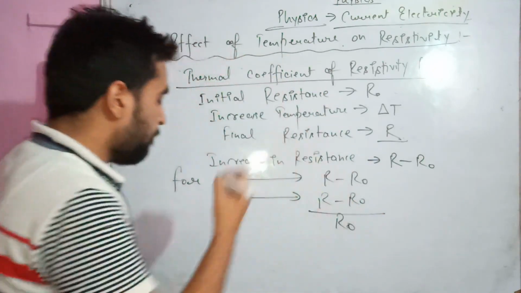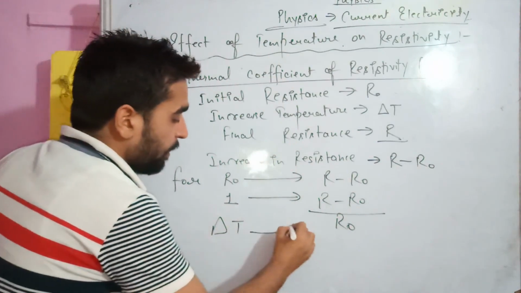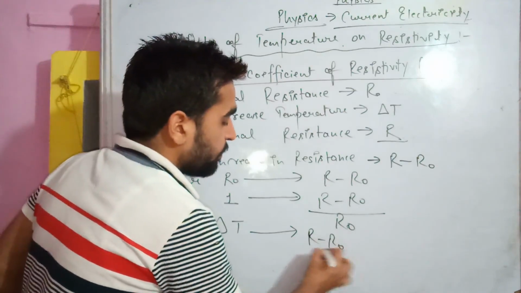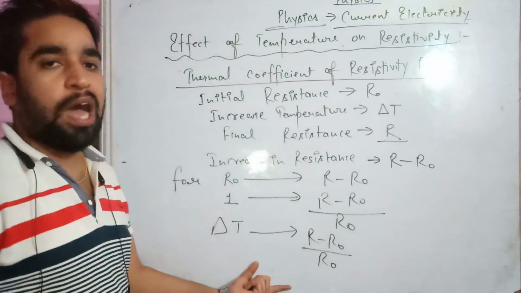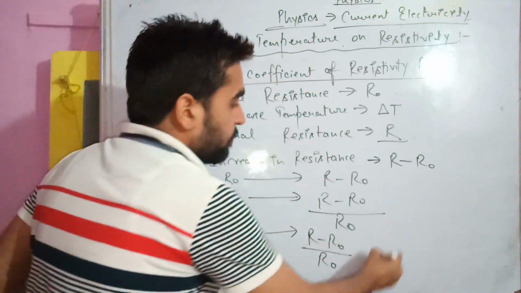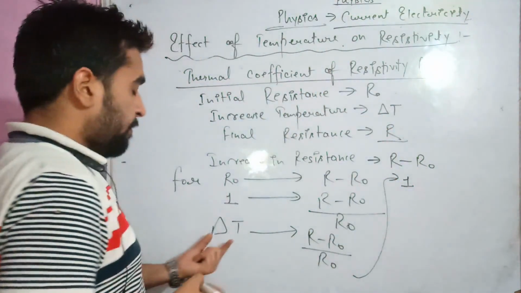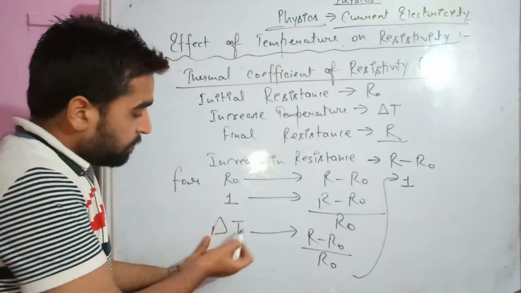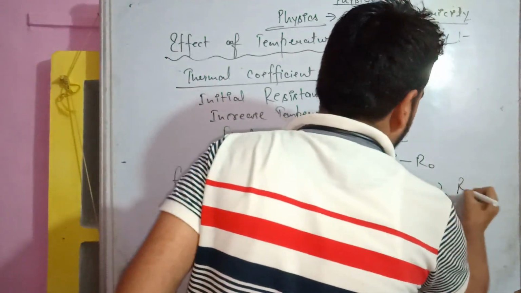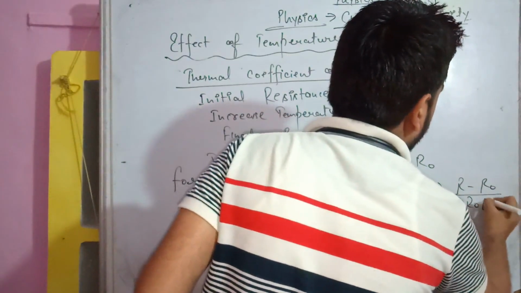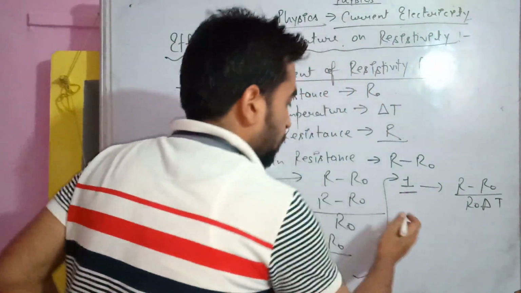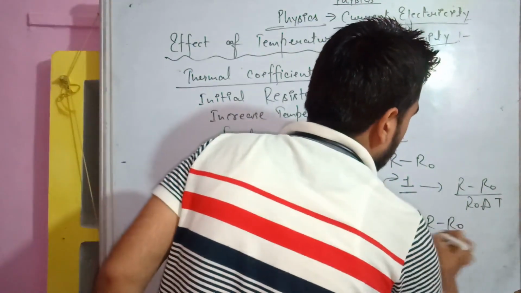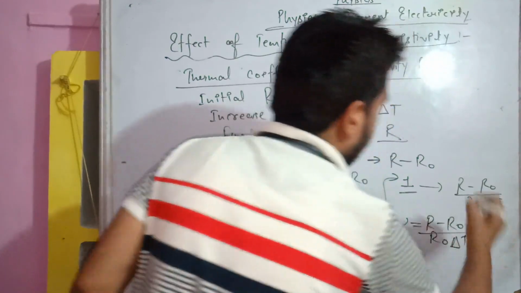Now students, in the similar way, when we increase the temperature by delta T amount, this unit resistance increases, R minus R0 upon R0. And suppose we increase the temperature by 1 degree. If you increase the temperature by 1 degree, then this delta T will be divided. So this will be R minus R0 upon R0 delta T. And this is known as coefficient of thermal resistivity, and this is denoted by alpha. So alpha is equal to R minus R0 upon R0 delta T.